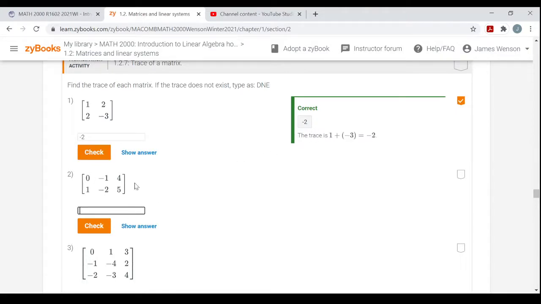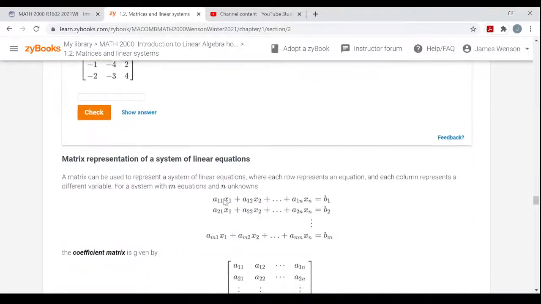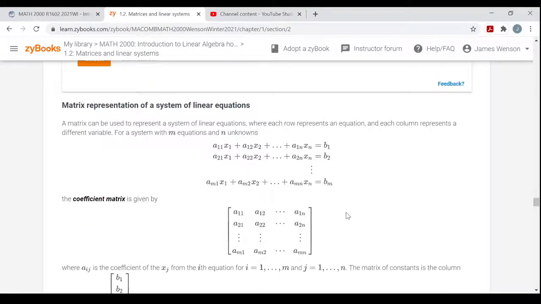This is not a square matrix. This is a 2 by 3 matrix. So DNE. The trace does not exist. Okay, pretty easy. All right, and finally, the last topic is the matrix representation of a system of linear equations.